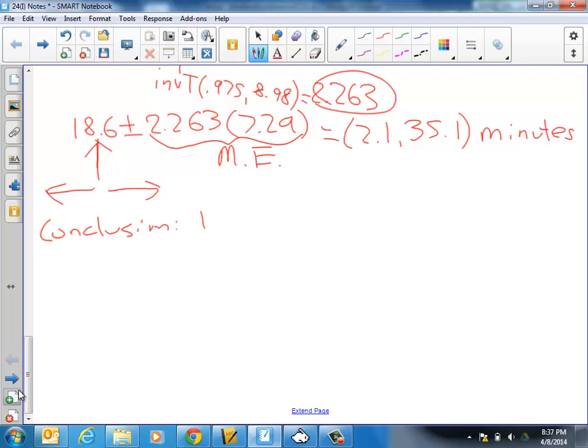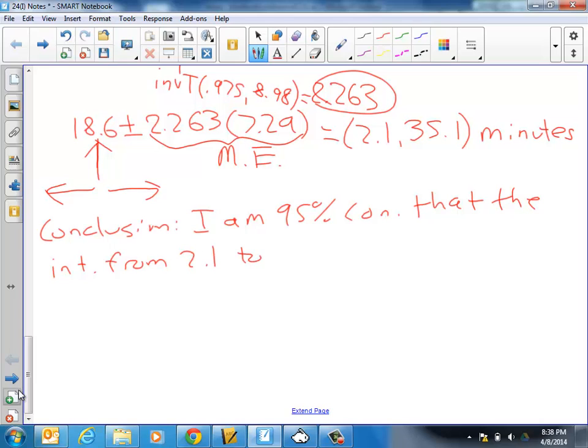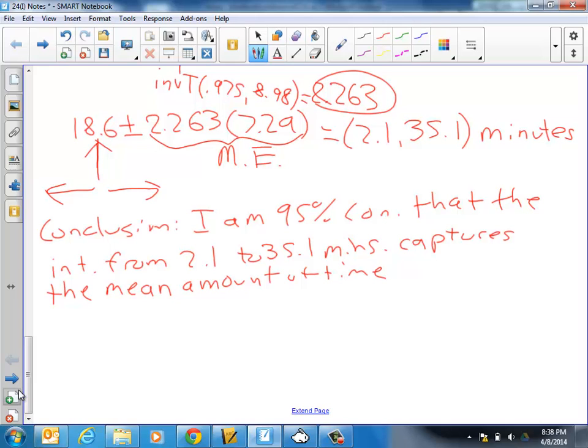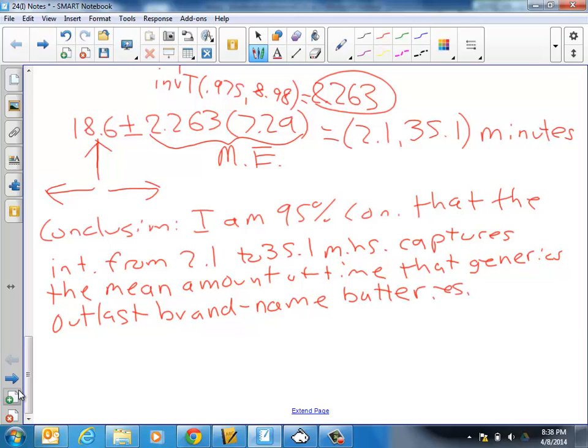All right, so let's write that conclusion out. Conclusion: I am 95% confident that the interval from 2.1 to 35.1 minutes captures the mean amount of time that generics outlast brand name batteries. Okay, and there you go.